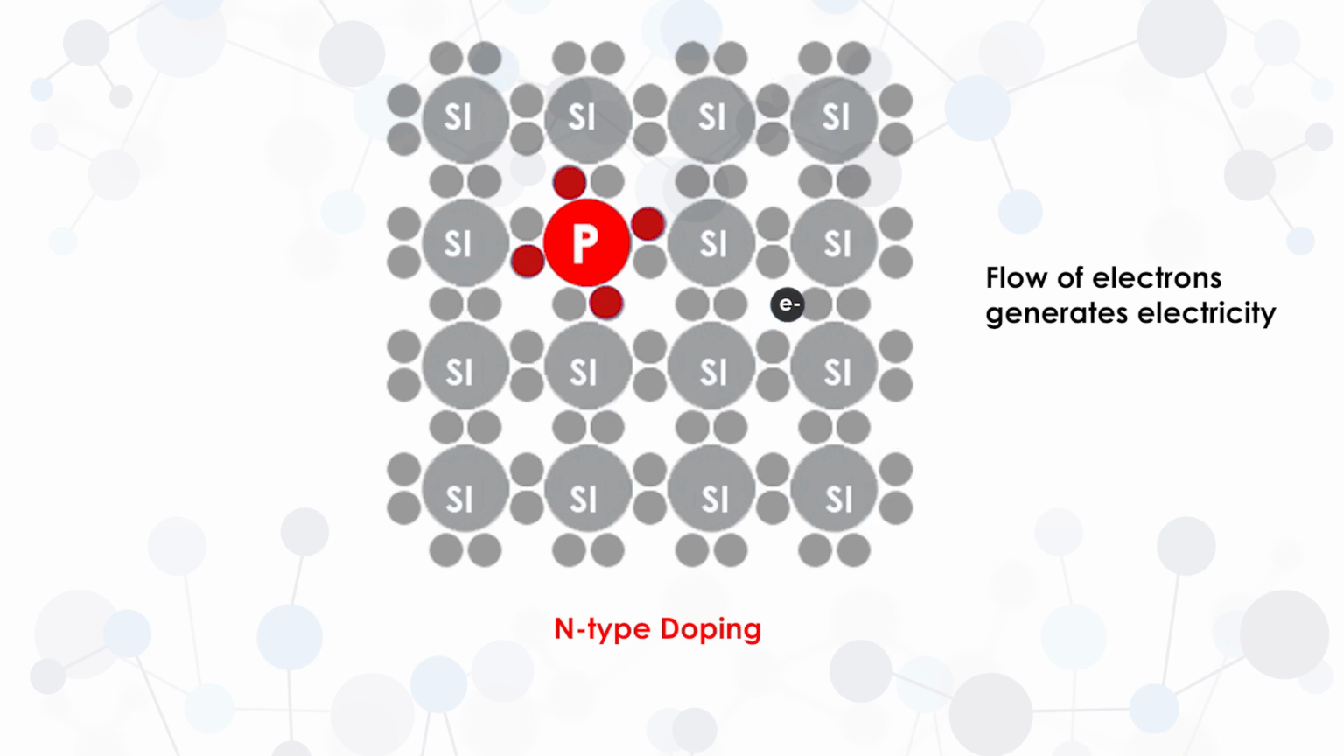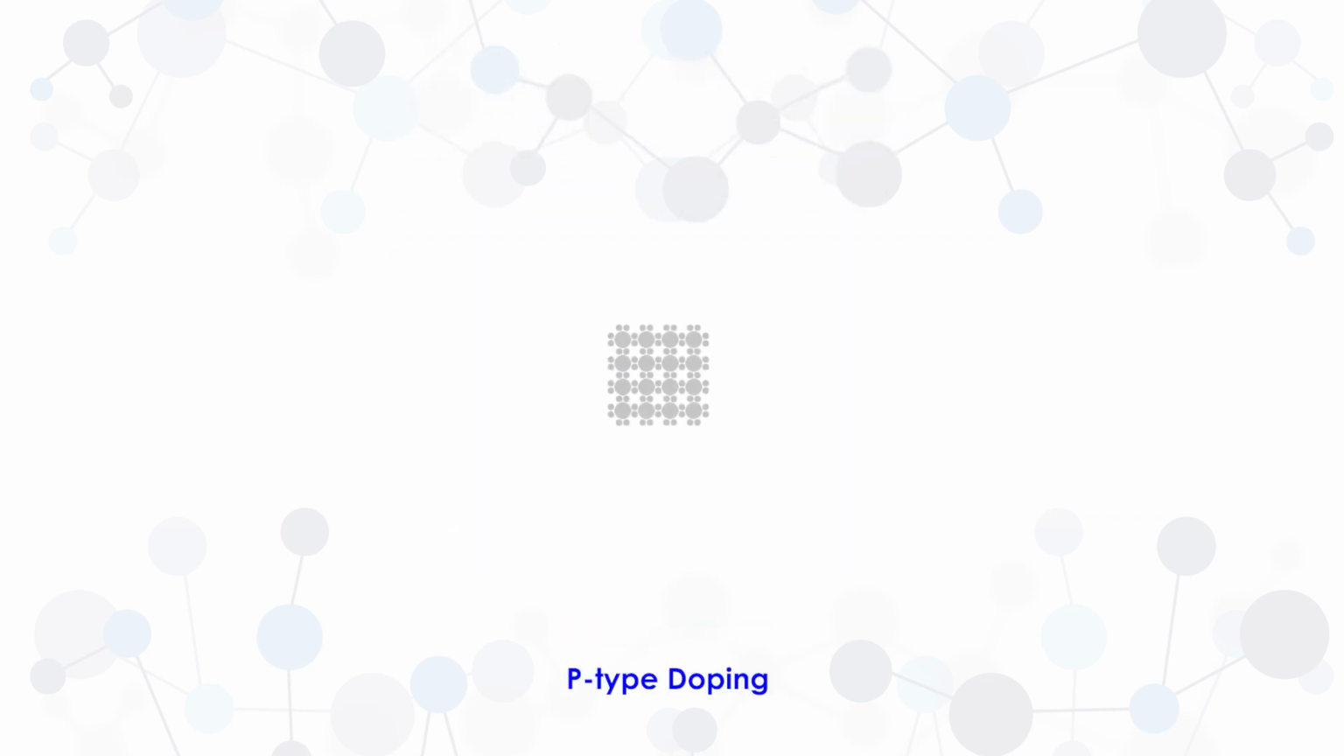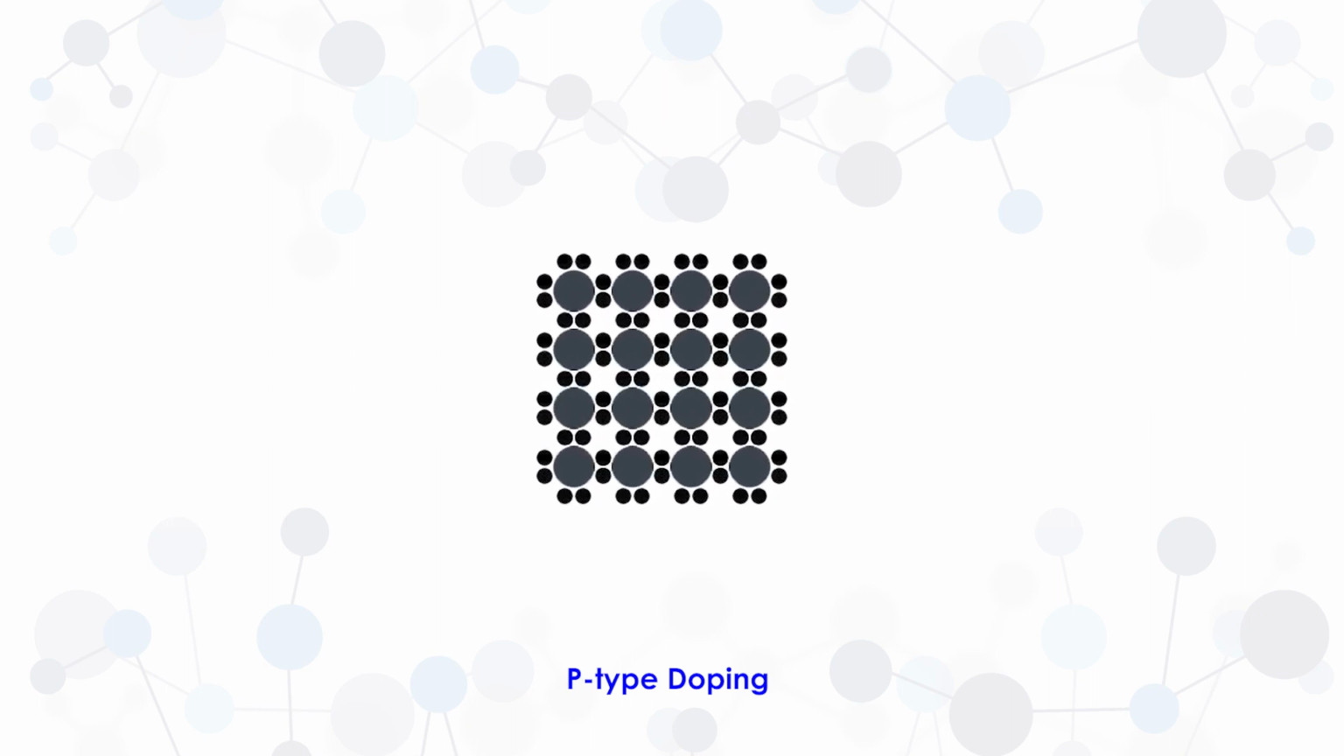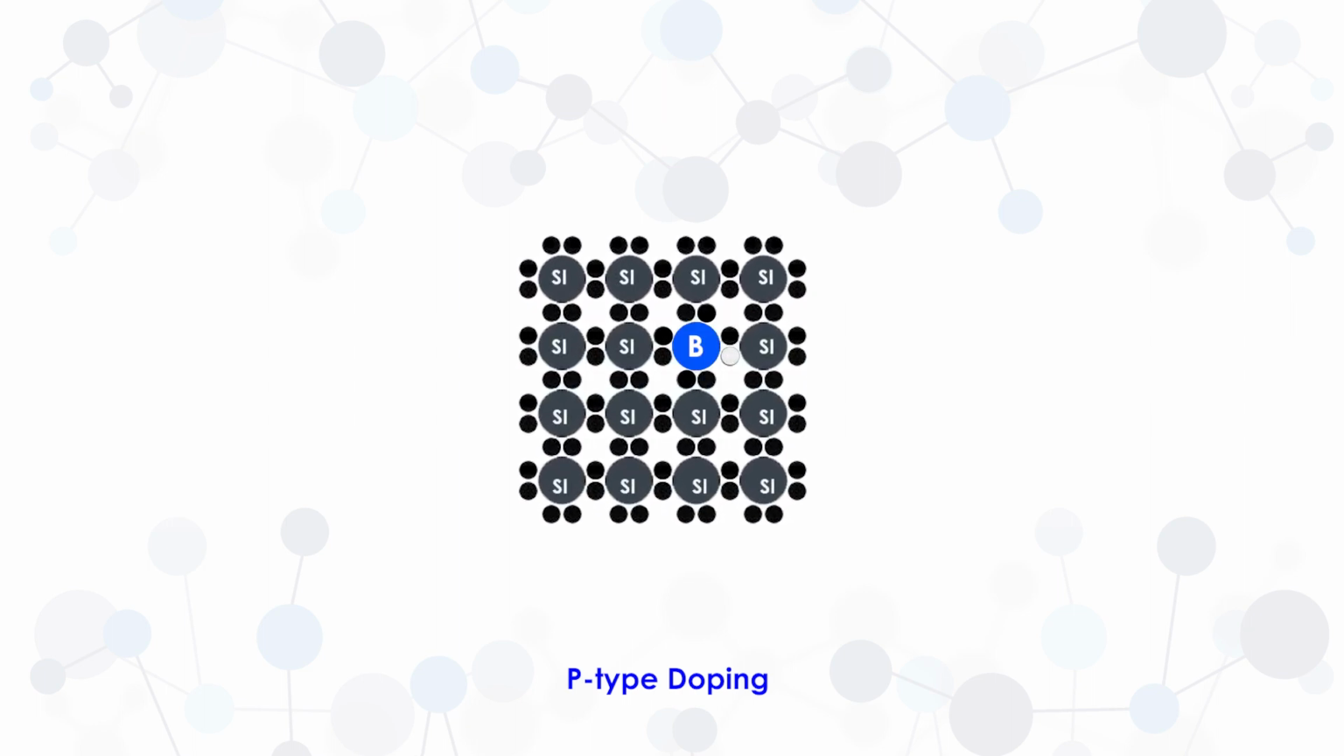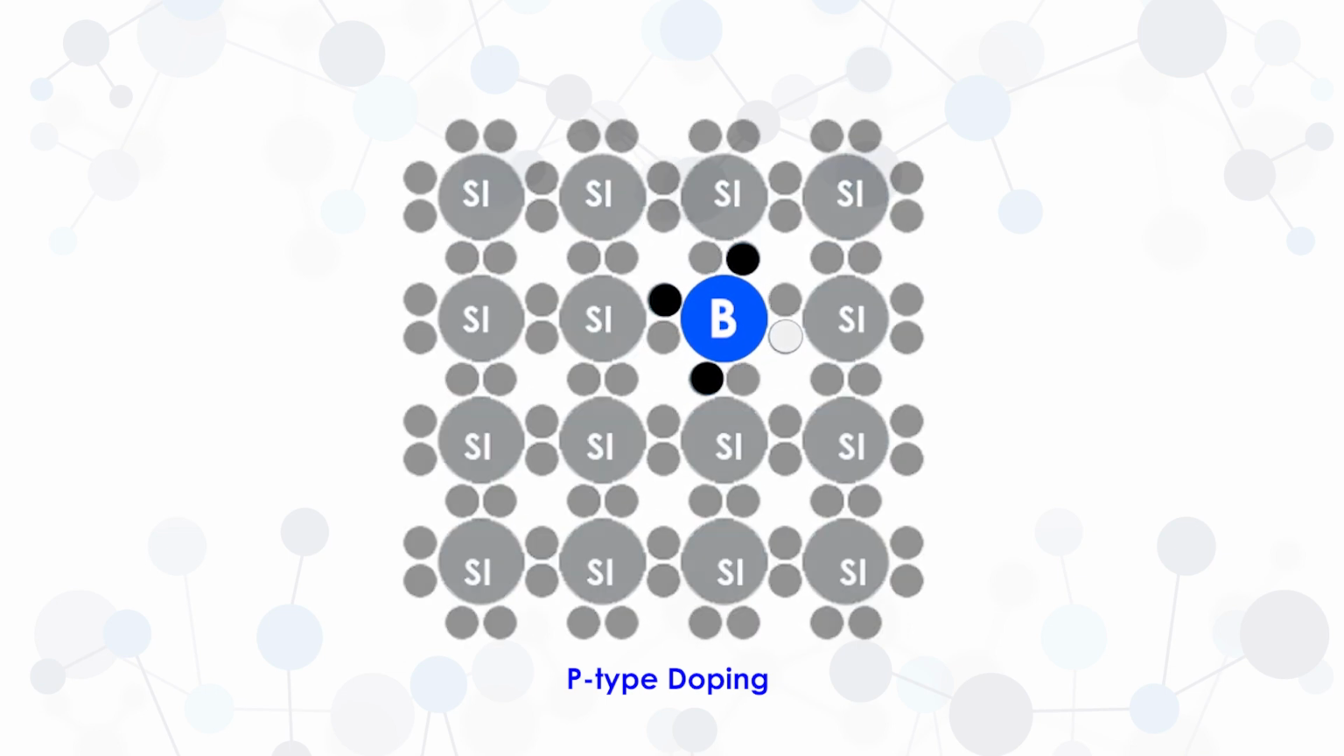Similarly, p-type or positive type doping adds elements with fewer valence electrons, such as boron or gallium, to silicon, thus creating an excess of holes in the silicon structure. Holes are the space where electrons used to be present and are positively charged.